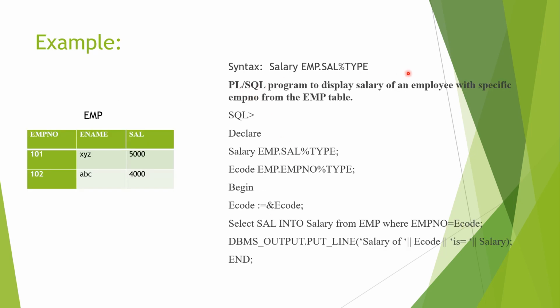Now we will try to understand the concept of percentage type through an example. Suppose this is your table emp that is available in the SQL database, right? The column names of the table are employee number, e-name and salary, and this is the data available in this table. We want to write a program to display the salary of an employee with a specific employee number from the emp table.